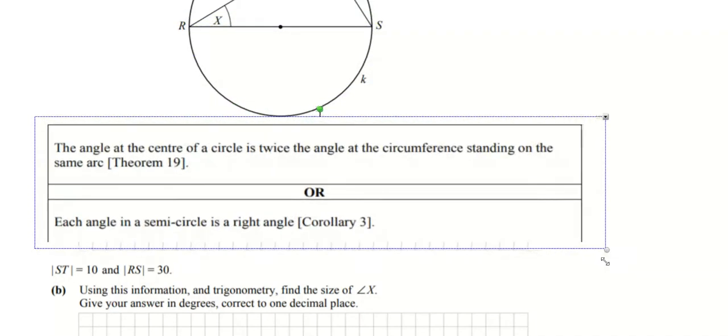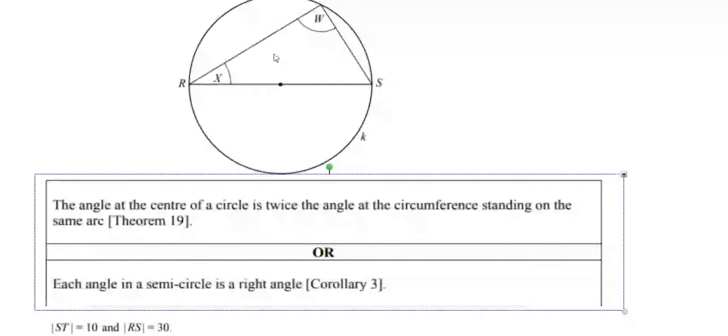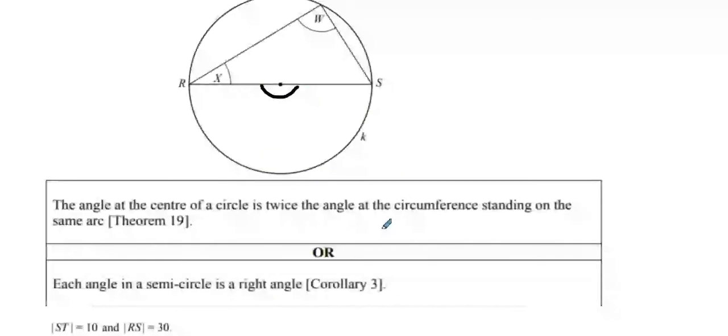So look, here's the answer here, straight from the marking scheme. The angle at the center of the circle, which would be this angle here in this question, is twice the angle at the circumference standing on the same arc. So the arc is R to S, so you can see there standing on R to S, and you can see that the 90-degree angle is also standing on R to S because it starts and ends at this point. That's how you make the angle, okay?